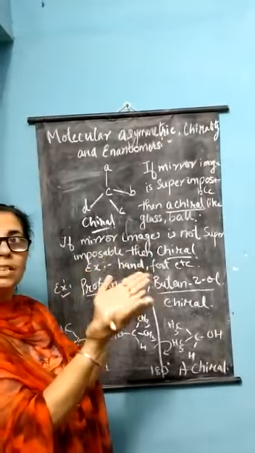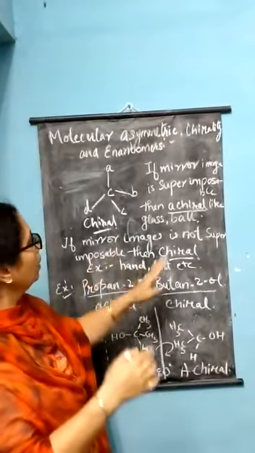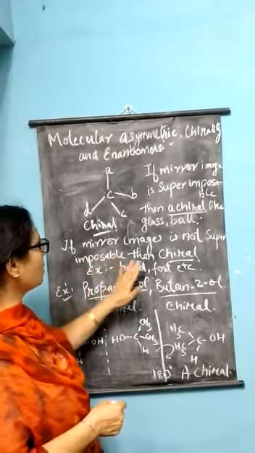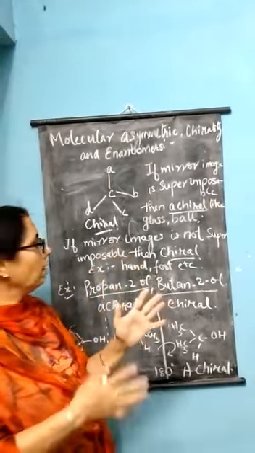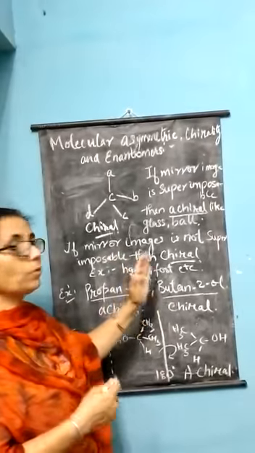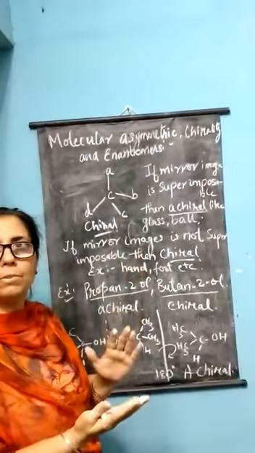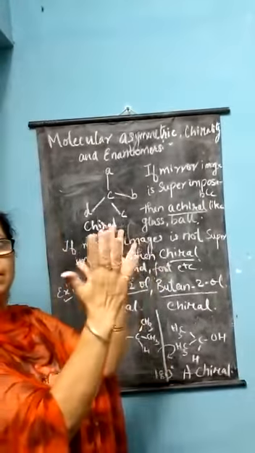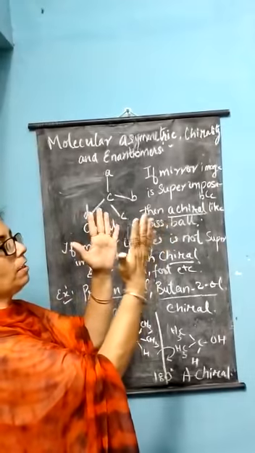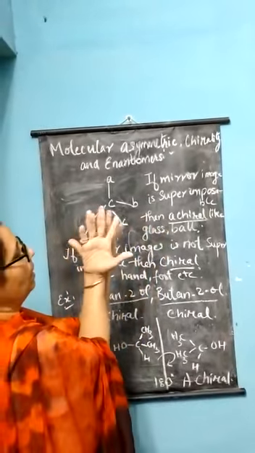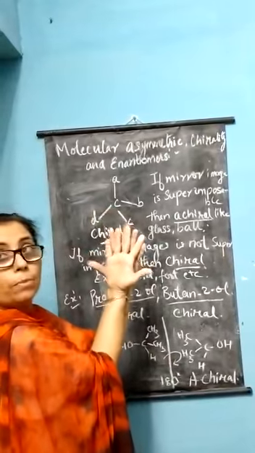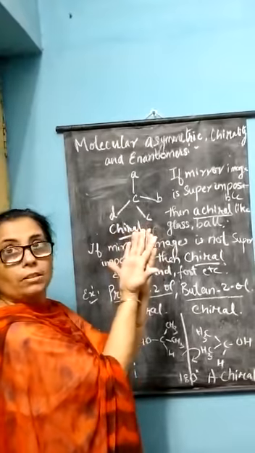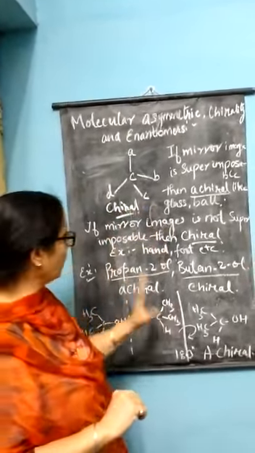Any substance which can be superimposed on its mirror image is known as achiral. On the other hand, other substances like your hand, leg, or foot, if you take the mirror image, it is not possible to superimpose. Suppose your hand is this, its mirror image is this, and when you try to superimpose, it comes out like this. This is not superimposing. It is not exactly fitting on it. It should fit. So this substance is known as chiral.